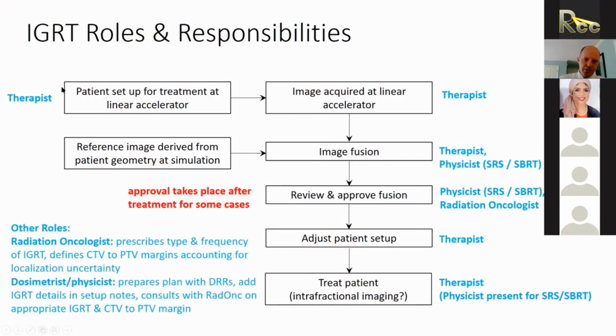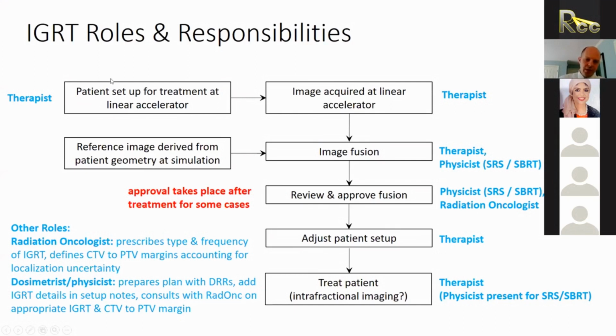So the therapists do a lot of the setting up. The image fusion may be done by the therapist or the physicist. The physicist and the radiation oncologist may be involved for the review and approval of the images. The therapist would adjust the setup typically, and then treating the patient is done by the therapist. It's possible the physicist and maybe radiation oncologist may be present for the SRS or SBRT cases, for instance.